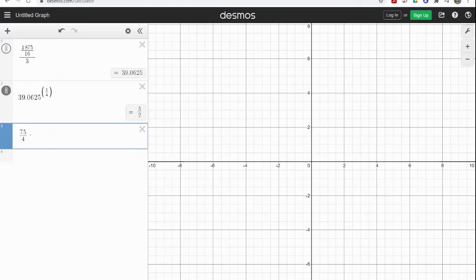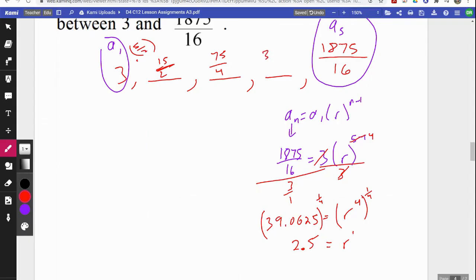75 over 4 times 5/2, and I want a fraction, is 375 over 8. And we should, if we do one more multiplication, end up with 1875 over 16. The denominators look good because 5/2 would give us 16. 375 times 5 is 1875.